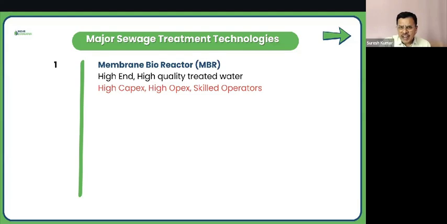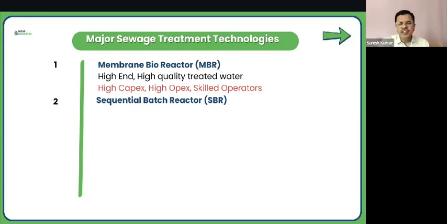Technically, it is high-tech, costs a lot of money, and gives you high-quality water. So, we assume that everybody should go for this. But the problem is, capital cost is high, the replacement cost of a membrane is high, and it requires highly skilled operators. So, many people can't afford it. Wherever people bought this, they struggle to keep it running, then they replace it with the conventional MBBR process. Alright, let us look at the next technology.